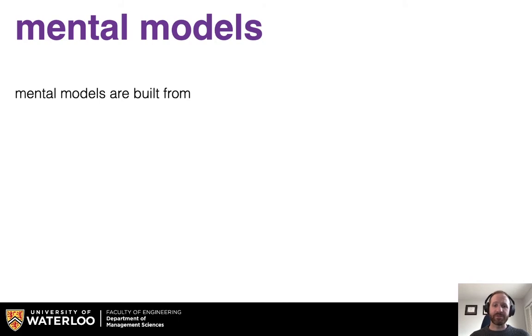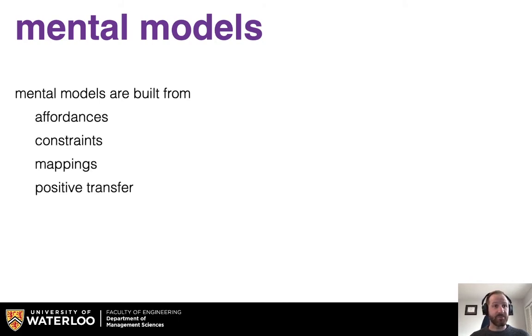Mental models are built from affordances, constraints, mappings, positive transfer effects, so when you have interacted with a similar interface in the past and it transfers to help you inform how to use something. Negative transfer would be if it taught you to do the wrong thing, and so if you've ever been clicking the wrong button between, let's say, Zoom or WebEx or other video chat systems, it's because you've been trained on one system, and then on a similar system, the mappings or the controls or models are different, and that can lead to mistakes.